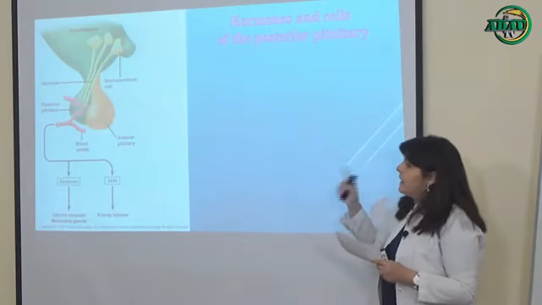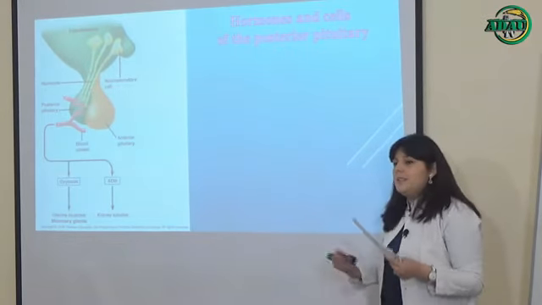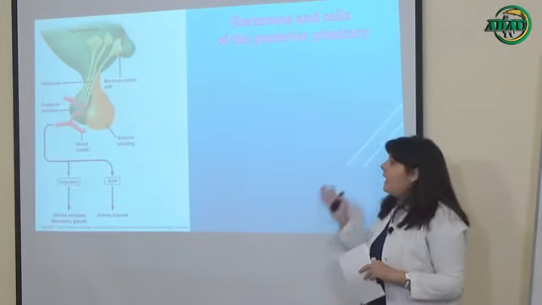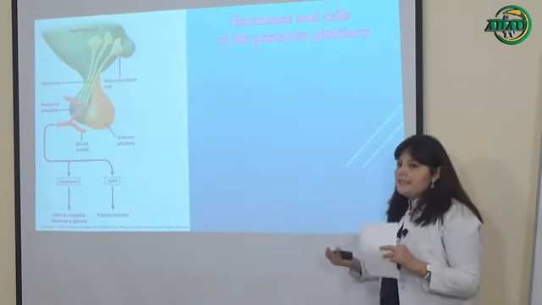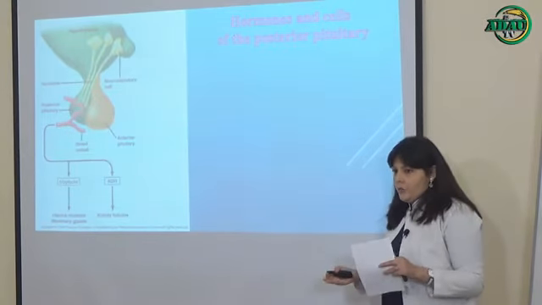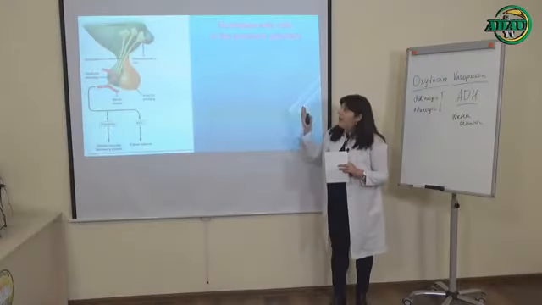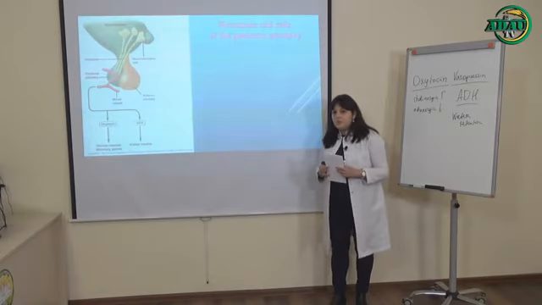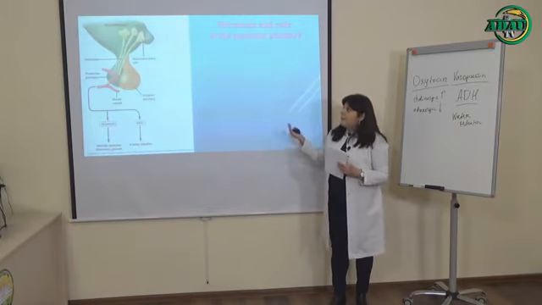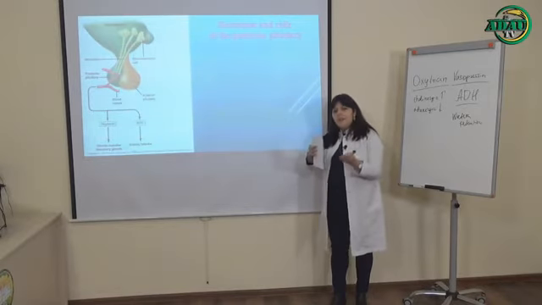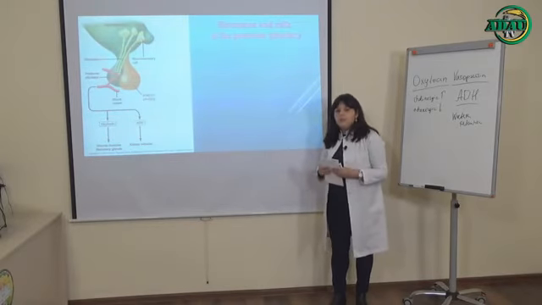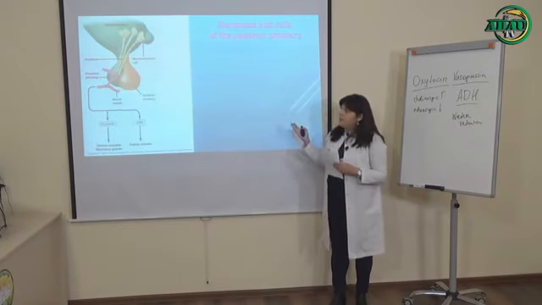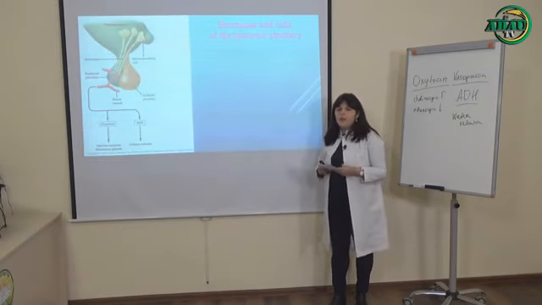What is the difference? The adenohypophysis produces its own hormones. It has cells, somatotrophs, gonadotrophs, and so on, while the neurohypophysis itself does not produce hormones. The hormones are synthesized in the hypothalamus by the supraoptic and paraventricular nuclei. So the hormones produced in the hypothalamus are then transported to the neurohypophysis, and that is the difference, whereas the adenohypophysis produces its own hormones.